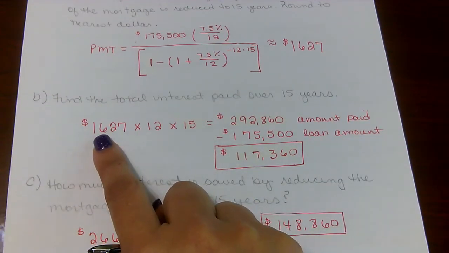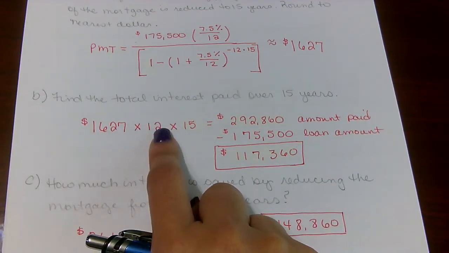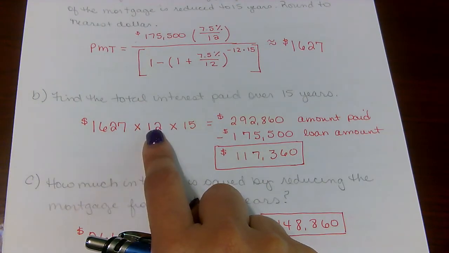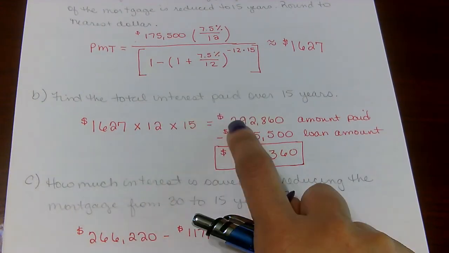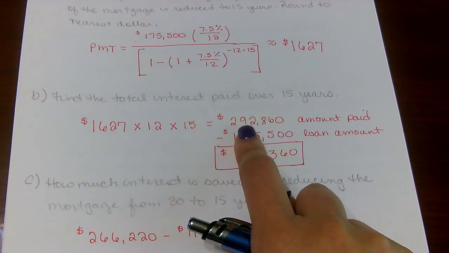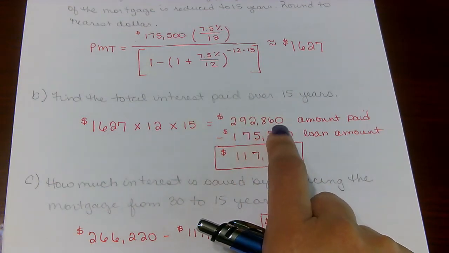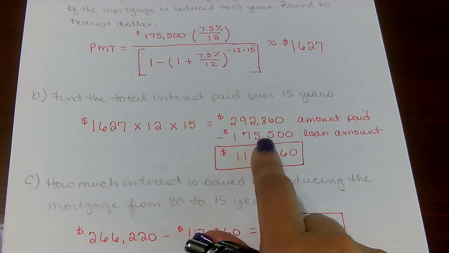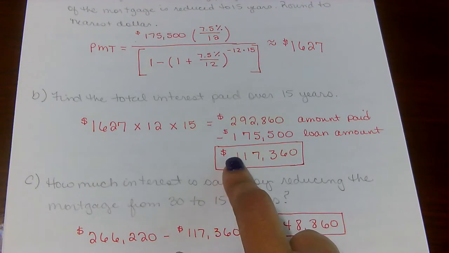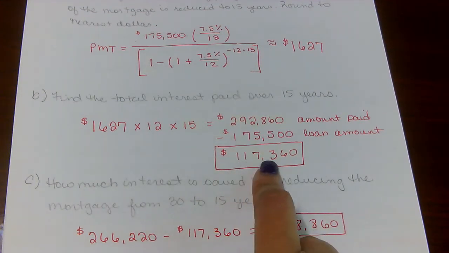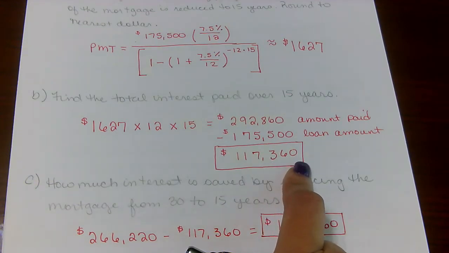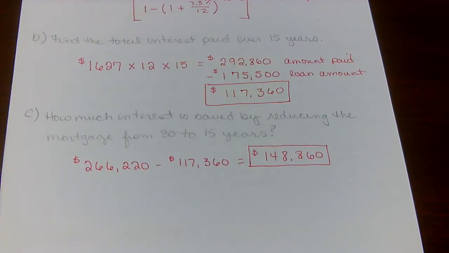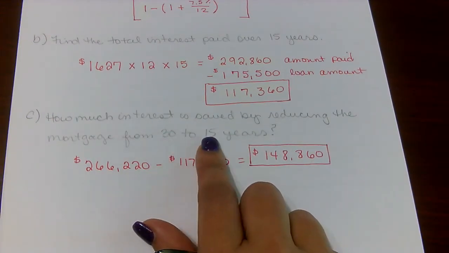Part B says find the total interest paid over 15 years. If our payment is $1,627 and we pay that every month, which is 12 times in a year, for 15 years, we would have paid a total of $292,860. Since the amount of our loan was $175,500, we would subtract and get our interest of $117,360.